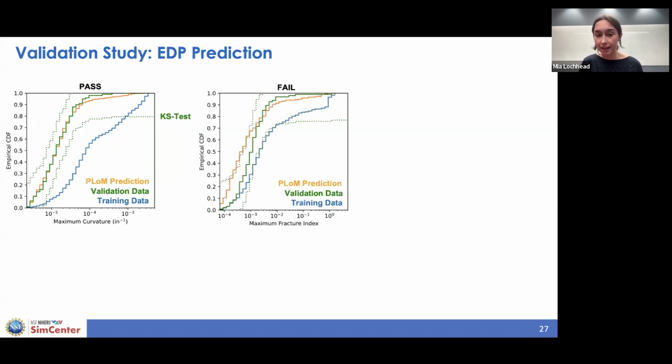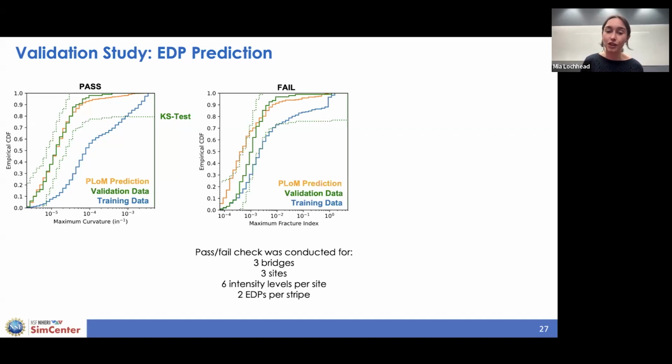On the other hand, if the yellow line, our PLoM prediction, falls outside of the green dotted lines, we're calling this a fail case. And so we basically conducted this pass-fail test for our 3 different bridges at 3 different sites with the 6 intensity levels per site and then 2 engineering demand parameters. And so this test is really based on this distance, the maximum distance between the empirical cumulative distribution functions of the PLoM data and the validation data.